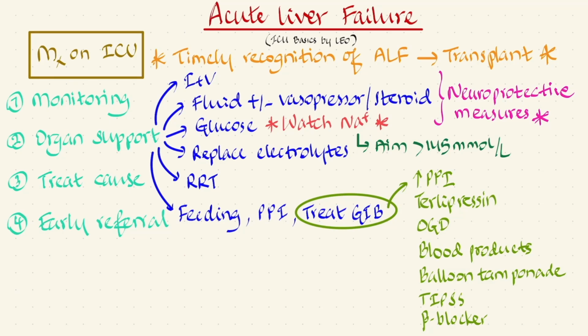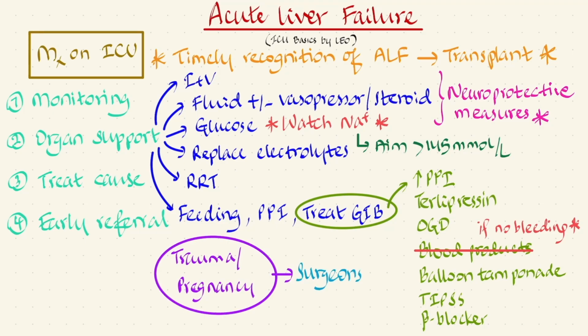I would like to highlight here, if there is no active bleeding, we do not treat coagulopathy because coagulation profile is used to assess potential for liver transplant. We can liaise with surgeons if the cause of liver failure is trauma or pregnancy related.